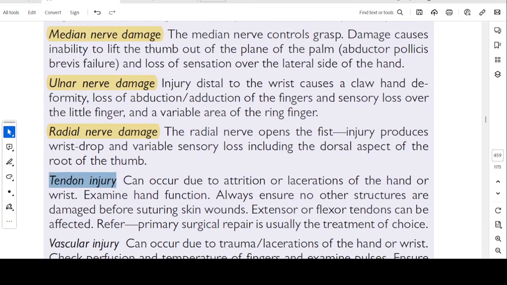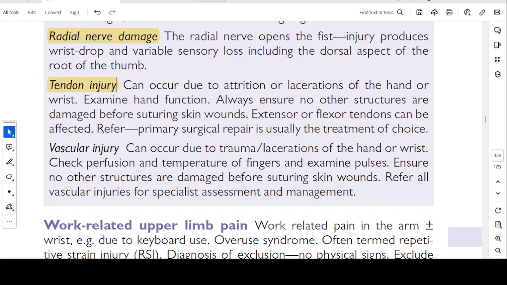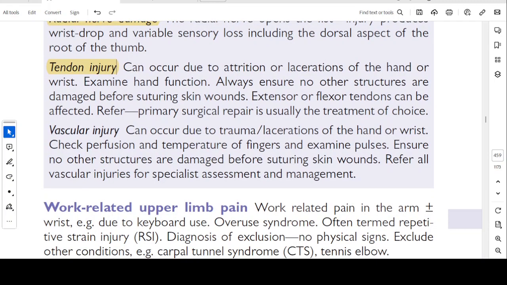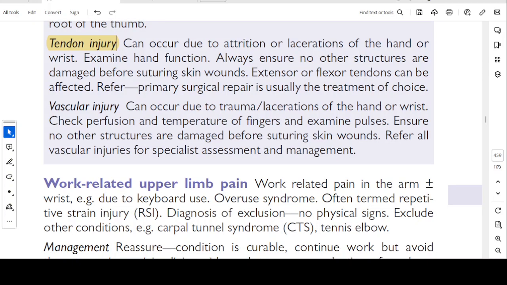Tendon injuries can occur due to attrition or laceration of the hand or wrist. Examine the hand function. Always ensure no other structures are damaged before suturing the skin wounds. Extensor or flexor tendons can be affected. Primary surgical repair is usually the treatment of choice in tendon injuries.